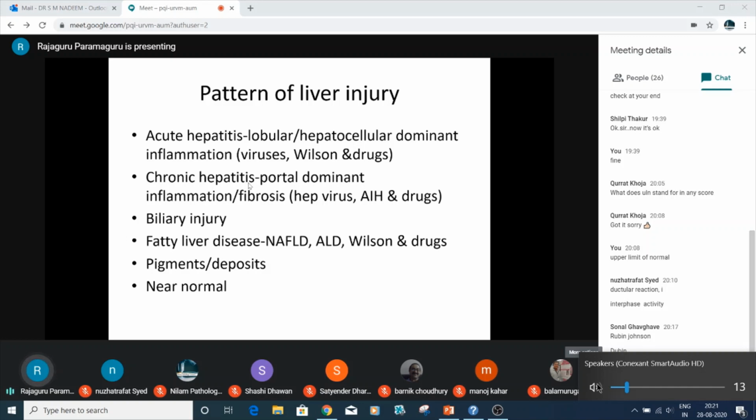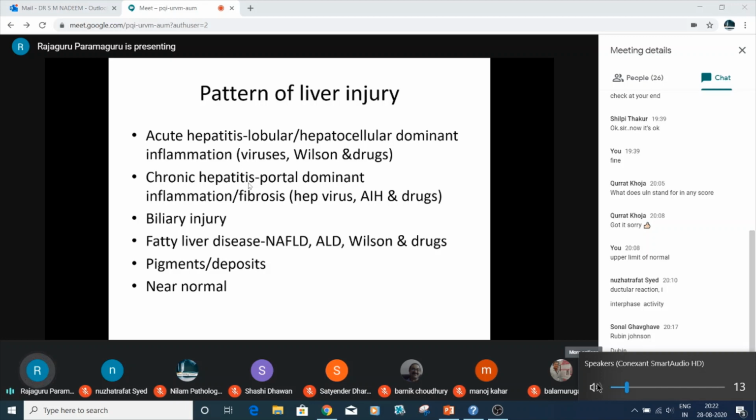And in the case of a fatty liver disease, if you are able to find cholestasis, then you have to think in terms of alcohol or drugs. And certain drugs can also cause a fatty liver disease kind of a picture. And as I told, pigments and deposits, you will have to exclude. And in certain cases, it will be a near normal biopsy.